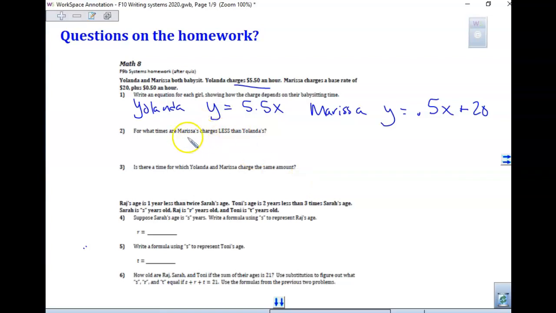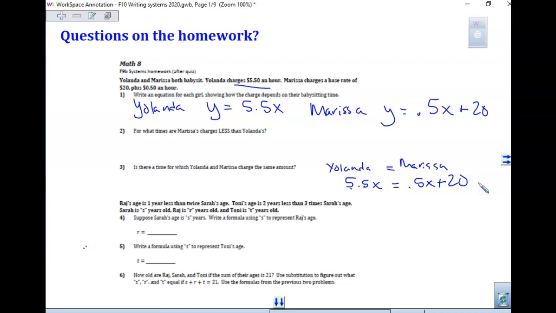Now this one says, when does Marissa charge less? And this one says, when do they charge the same amount? So if I'm looking at them charging the same amount, I need to make sure I look at Yolanda's equation, which was y equals 5.5x. I'm only going to write down how much she's getting paid, which is 5.5x, equals Marissa's equation, which was 0.5x plus 20. And now I'm solving this. So this is my substitution.